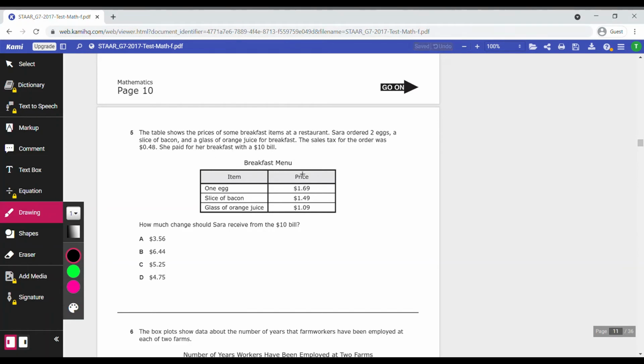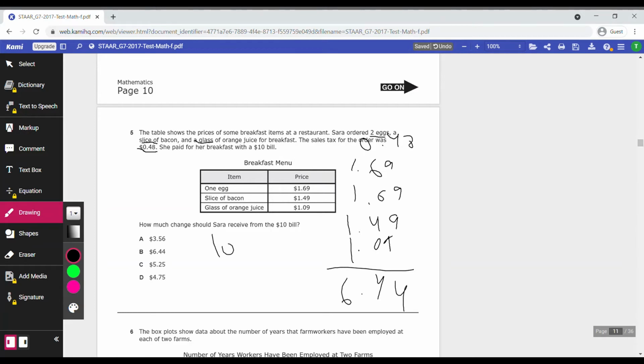So it says that she ordered 2 eggs, 1 slice of bacon, and 1 glass of orange juice. We also know that the sales tax is 48 cents, so don't discard this information when you're adding everything. So we have to add 1.69 and 1.69 again because you ordered 2 of them, 2 eggs, then 1.49 and 1.09. When you add all these together plus the 48 cents, you should get 6.44.